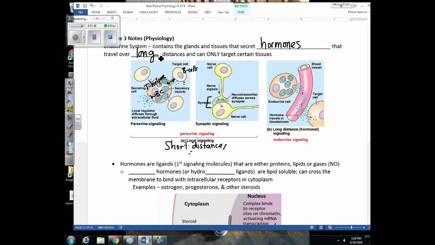Here we can see a cell is releasing a signaling molecule, and that signaling molecule is going to go into the bloodstream, and it's going to travel to a completely different area of the body, and we're going to have a response there by some target tissue in another part of the body.